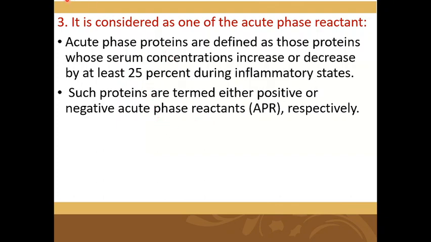So the third function of these is that they are acute phase reactants. They are considered acute phase reactants, and during inflammation their quantity can be decreased or increased. If it is increased, they are known as positive reactants, and if it is decreased, it is said to be a negative acute phase reactant.